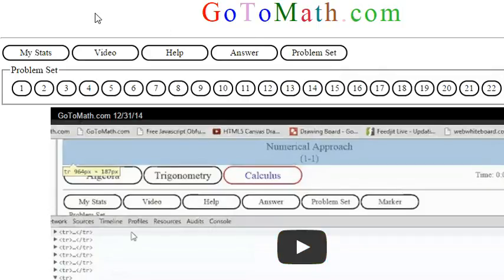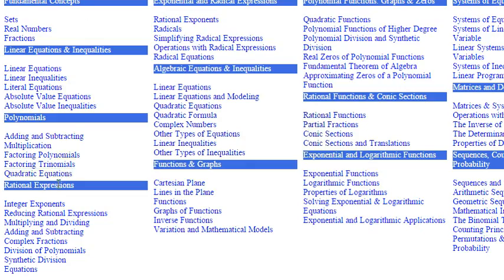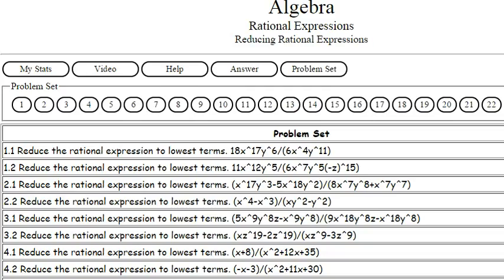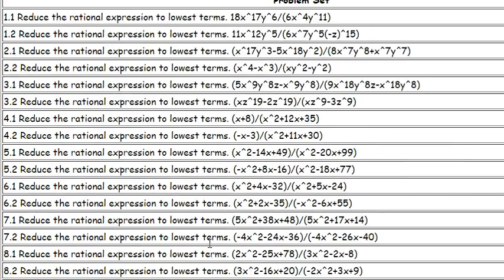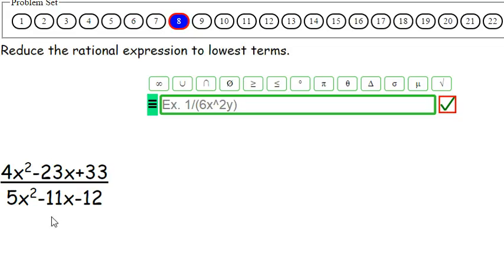Okay, we're over here at gotomath.com. Click on the algebra. Let's go down to something here. Where are we at? Using rational expressions. And I believe we're doing 8.1. Okay. So reduce the rational expression to lowest terms.